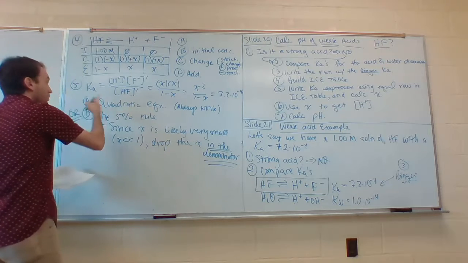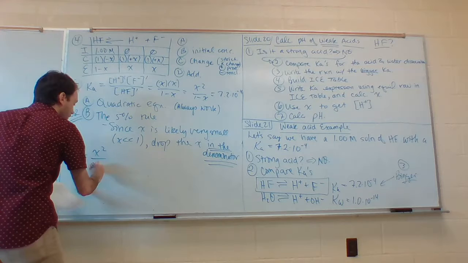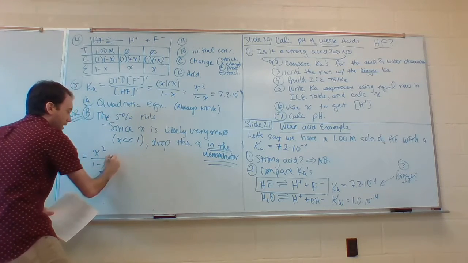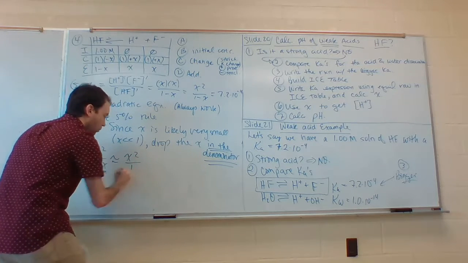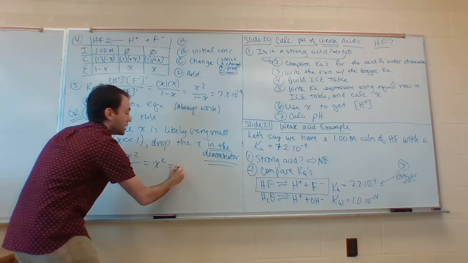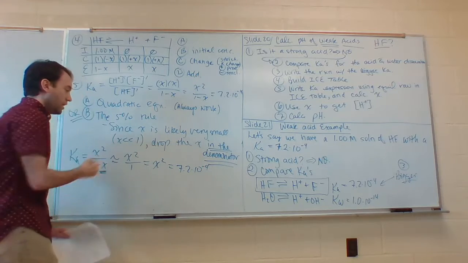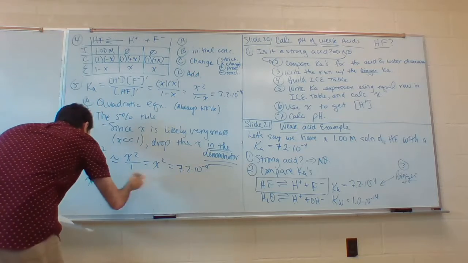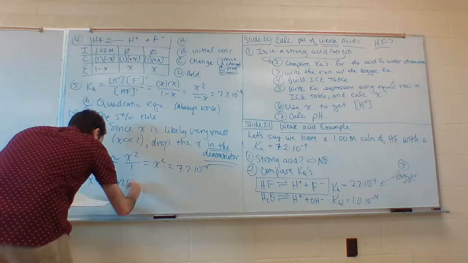So what we can do is we can say Ka was equal to x squared over 1 minus x. If we drop that x in the denominator, it will become approximately equal to x squared over 1, which is equal to x squared, which says that x squared is 7.2 times 10 to the negative 4th. That makes it very easy for us to calculate x because it's just going to be the square root of this, which is 0.0267.